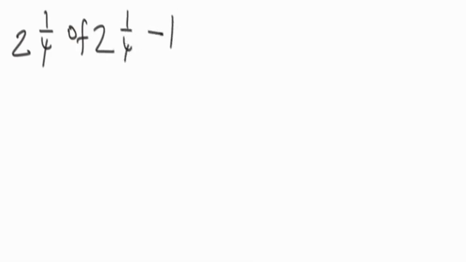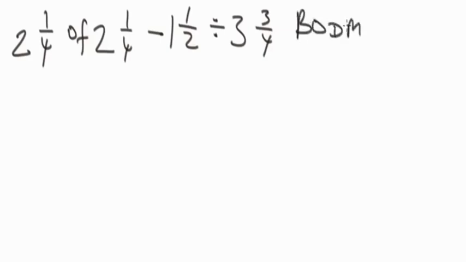Okay, let's say we are given this number: 2 and 1 over 4 of 2 and 1 over 4, minus 1 and 1 over 2 divided by 3 and 3 over 4. We have to simplify this fraction. So we are going to apply BODMAS. Okay, so there's no brackets. That means we're going to begin with O, which is "of".